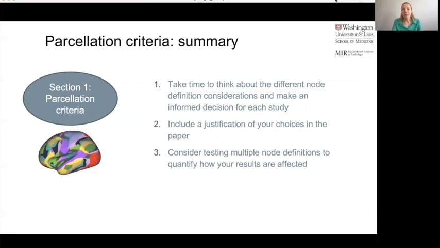It's also really helpful to include a justification of your choices in the paper. As I've shown you, there's almost never a clear right or wrong answer. And so saying what you did and why you did it can really help people understand. And the last thing that you could consider is testing multiple different node definitions. I've mentioned this already in relation to dimensionality, but you could also consider a weighted and a soft parcellation and see how that might change your results and their interpretation.